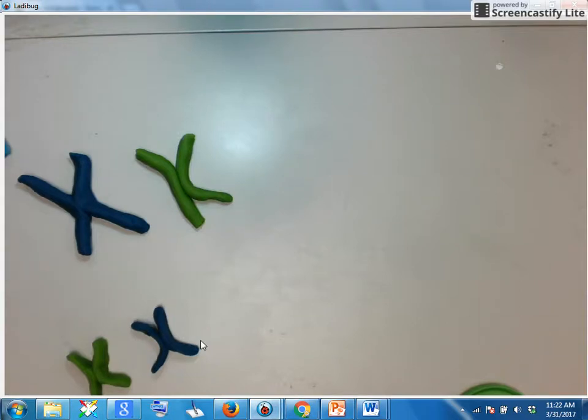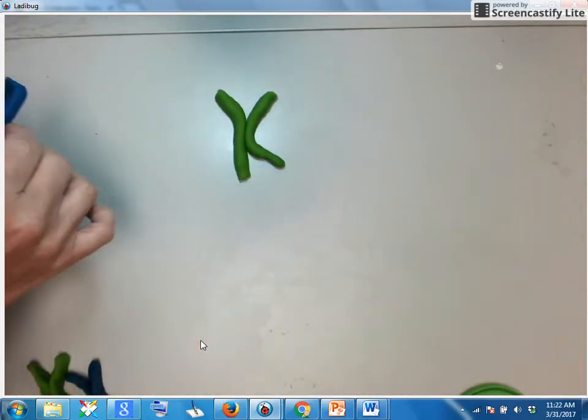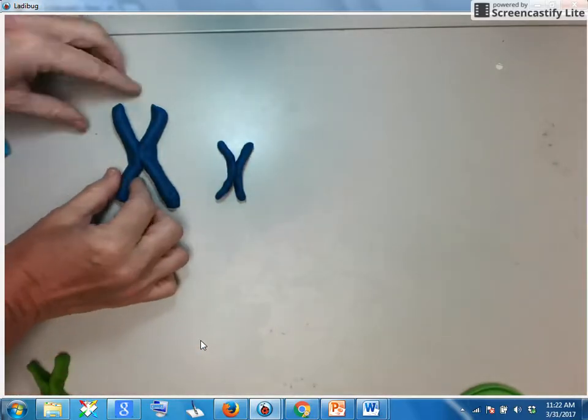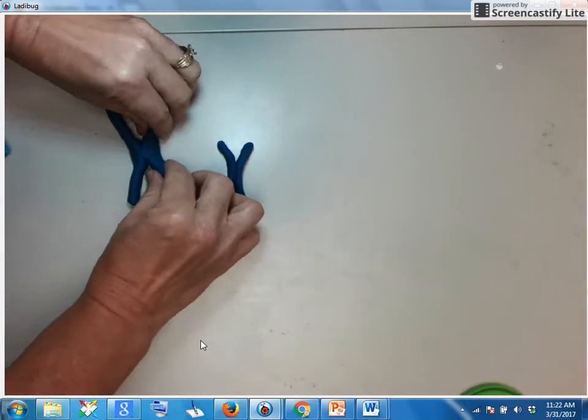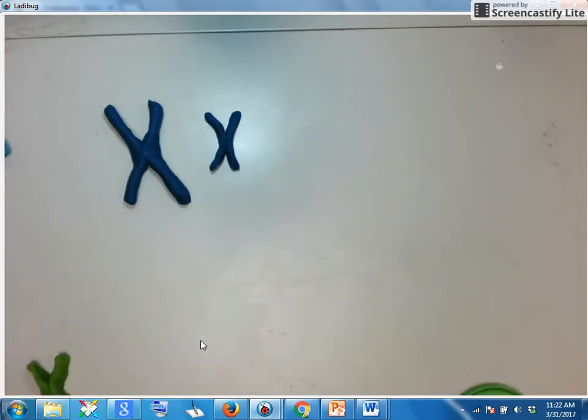This video is going to model meiosis and crossing over and all the genetic variation that happens in meiosis using PlayDoh. So in class you were asked to make sister chromatids, two pairs of different chromosomes, sister chromatids. So here are mine. I've got this nice big chromosome and I've got this little chromosome.